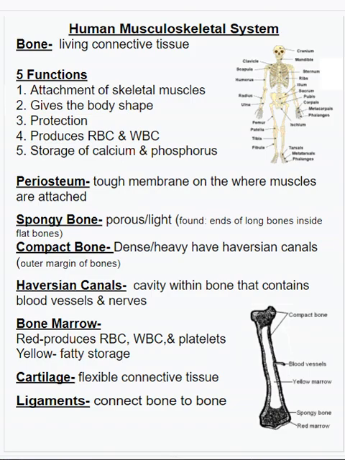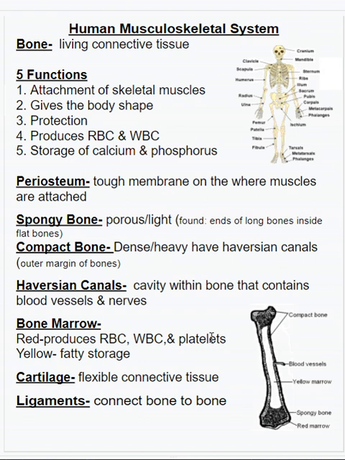So that brings us back here to haversian canals, which are the cavities within the bone that contain blood vessels and nerves. And then bone marrow, cartilage, and ligaments. These are all parts of the skeletal system that you need to be familiar with. Bone marrow, which I just mentioned, comes in two varieties. Red bone marrow produces red blood cells, white blood cells, and platelets. Easy to remember because of the red coloring.